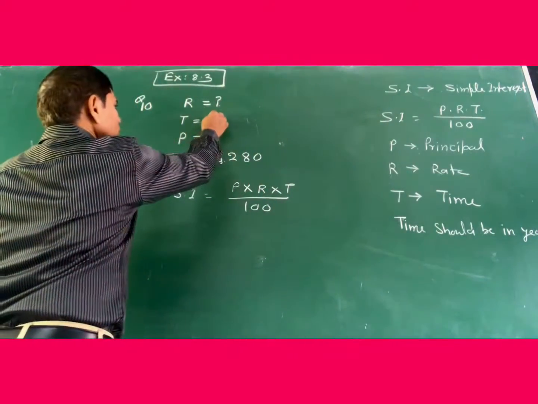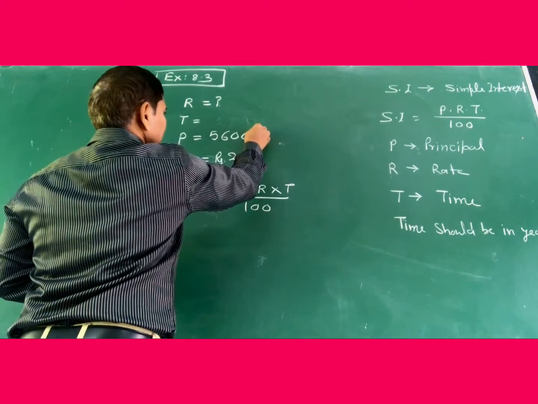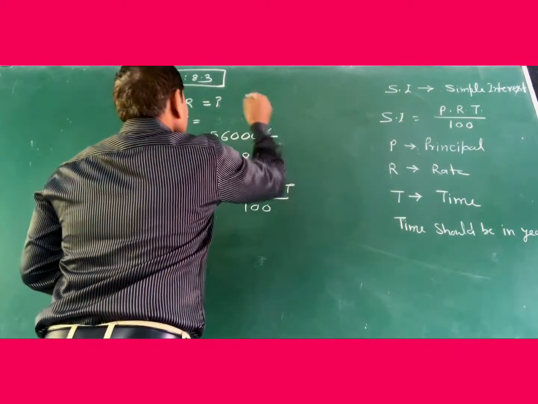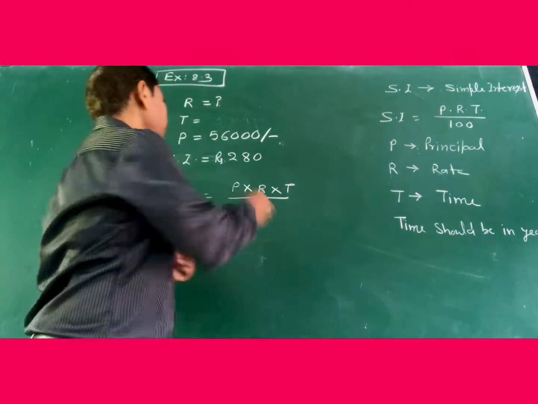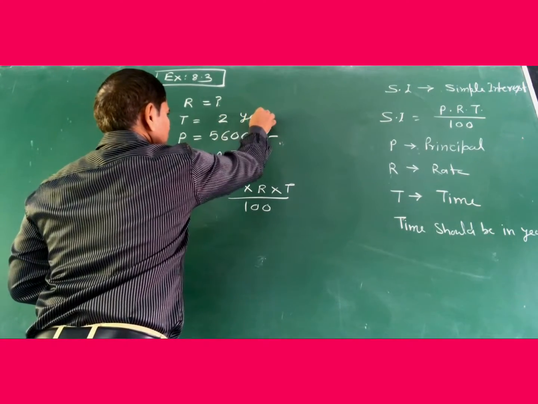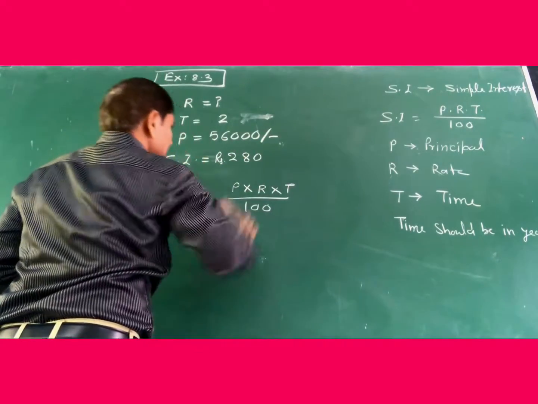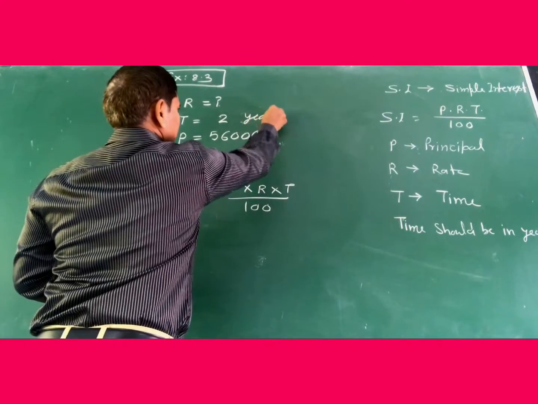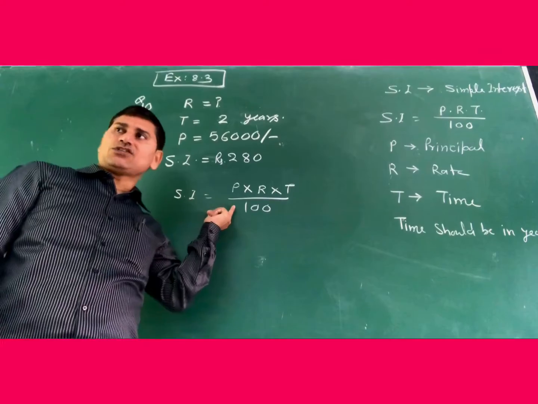So P equals 56,000. Okay, very good. And the time is given as 2 years. So you will put 2 years in the place of T.